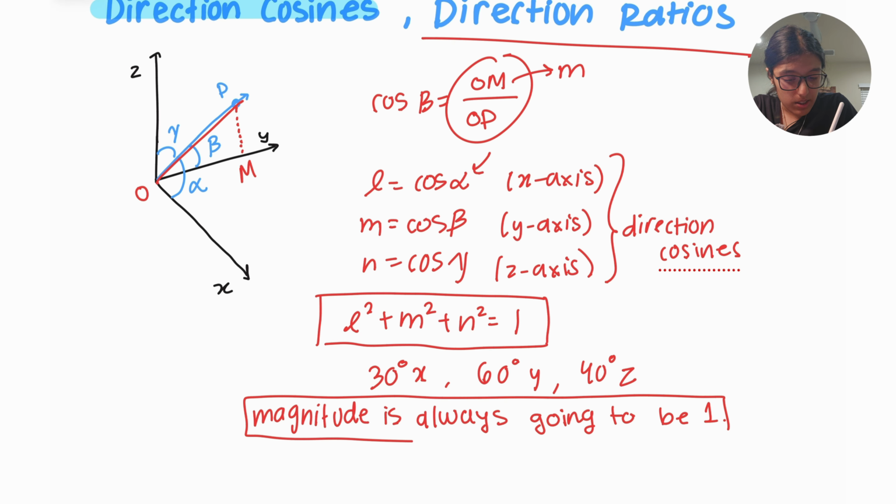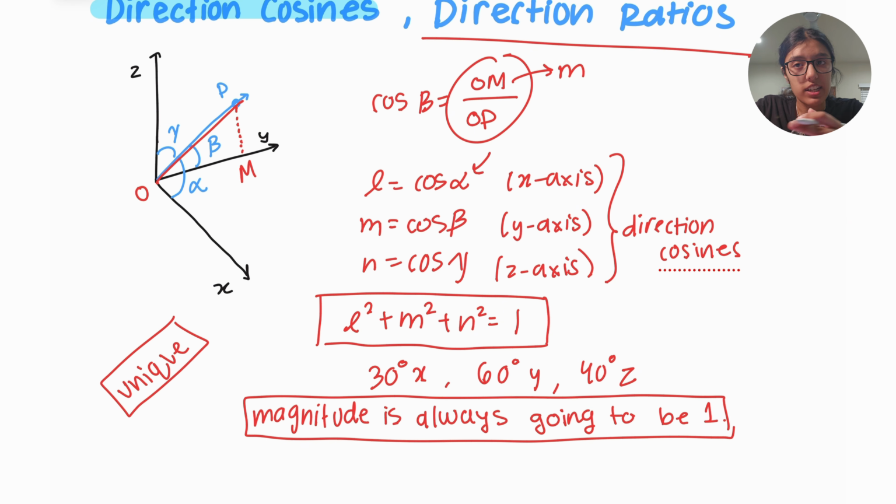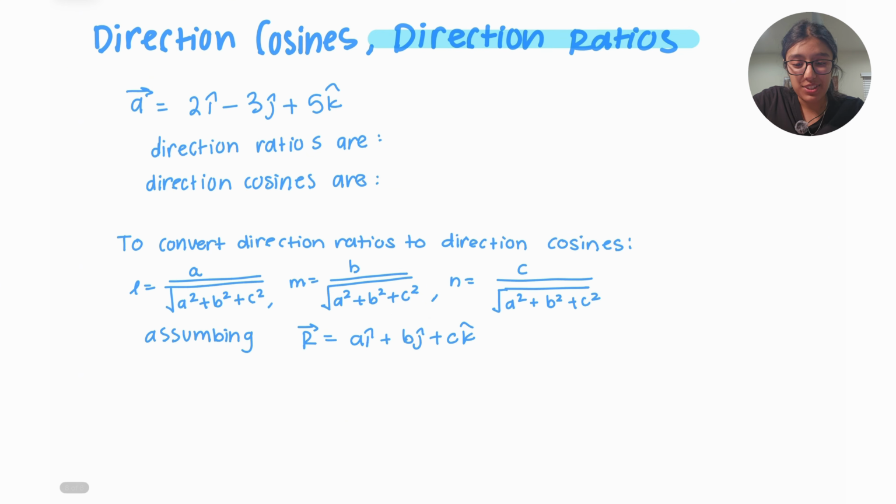This essentially means every vector of direction cosines is going to be unique, because the only thing they share is the magnitude, which is 1. Other than that, they are completely different. They have different alpha, different beta, and different gamma. So every vector of direction cosines is unique. Okay, now for direction ratios.